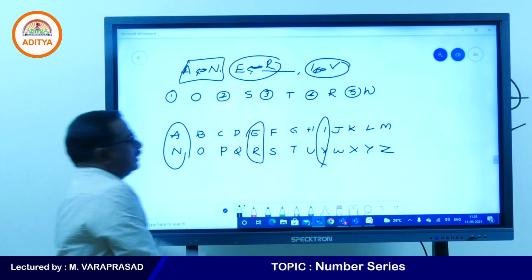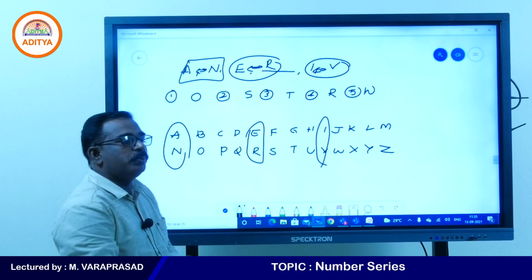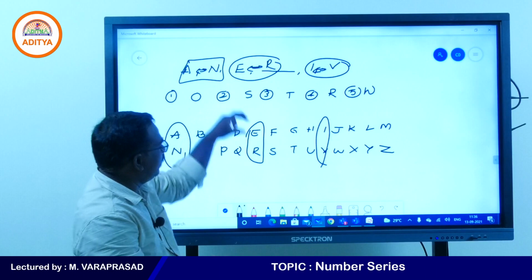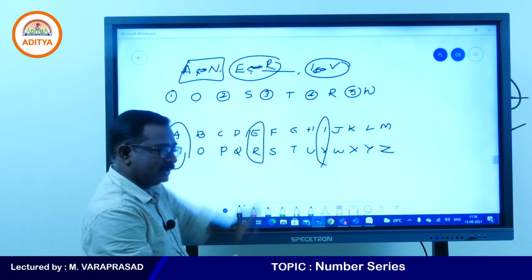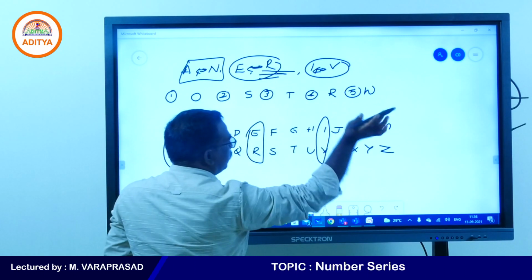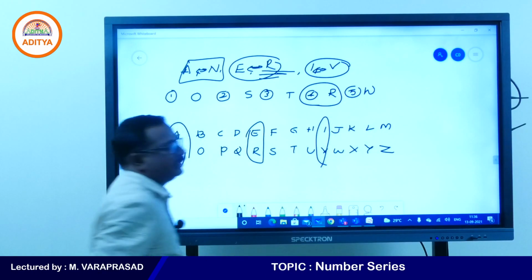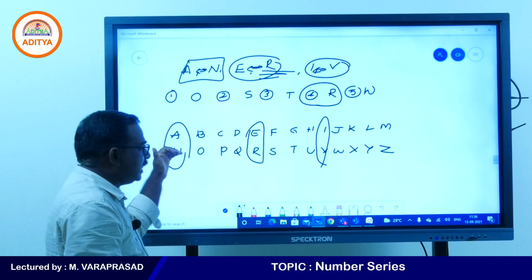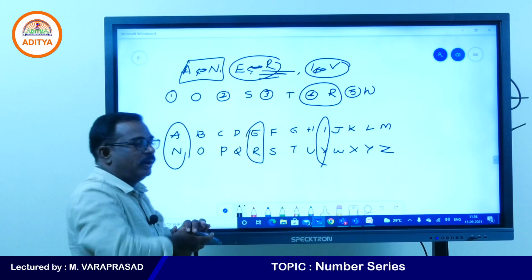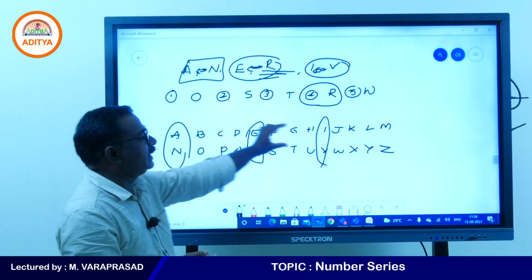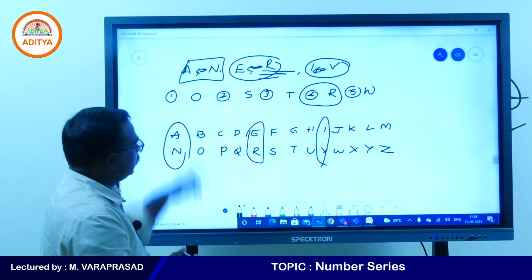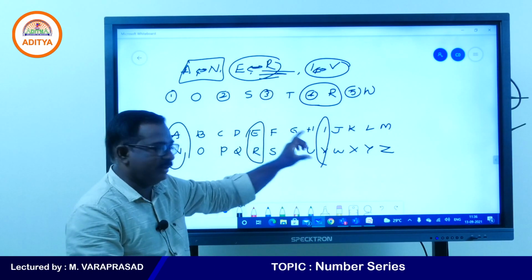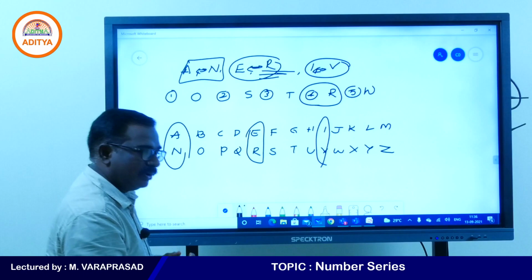Yes, my students, right. So we divided the alphabets into two parts and opposite letters are taken as pairs. A-N opposite letters, E-R opposite letters, I-V opposite letters. So here you will get R. Many of you wrote R only, right? Yes, we can do it in another manner also, right? We divided the alphabets into two parts and the opposite letters are taken as a pair of letters. I think all of you got it right.